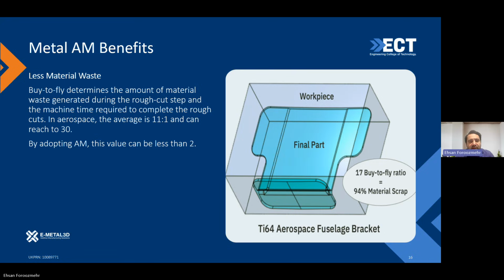In some ranges, in aerospace specifically, where they want everything very light, that number becomes 11 to 1. It means you have to spend 11 times more than the final part on the raw material, or sometimes it can even get to 30. But if you're using additive manufacturing, you can reduce that number to 2 and less. It means if you want to have a 1 kilogram part, you need at most maybe 2 kilograms of raw material or even less. And that is a very game-changing fact.